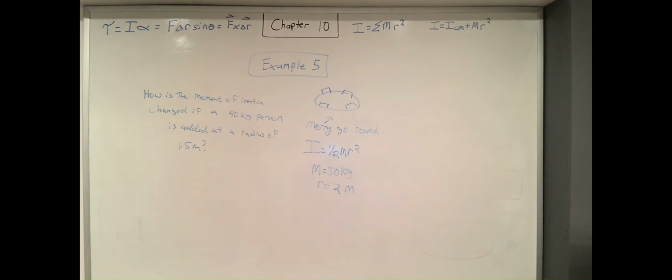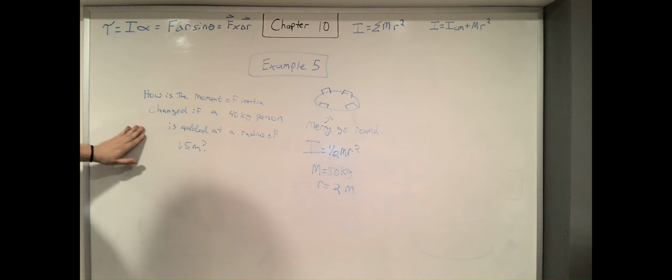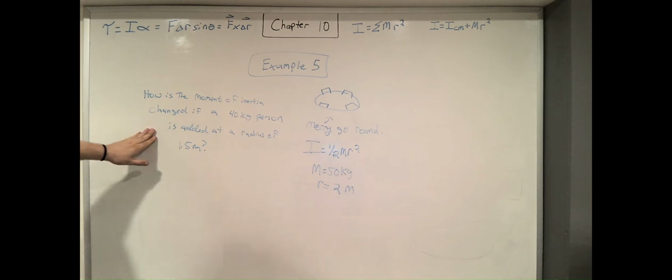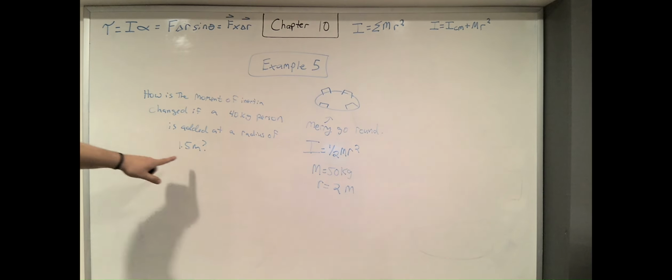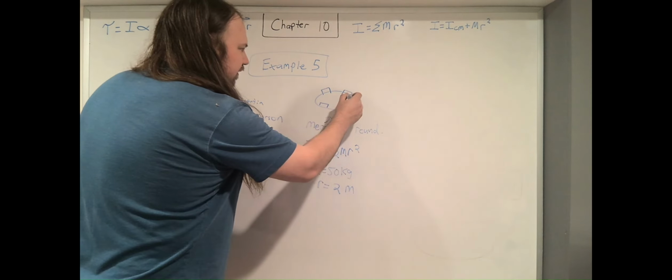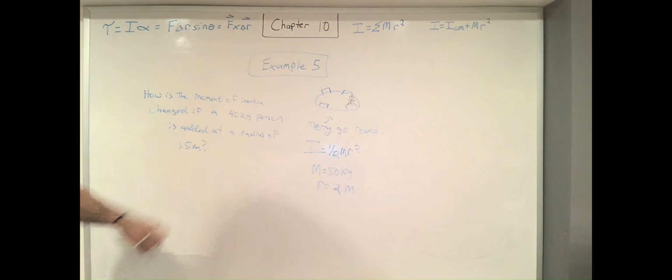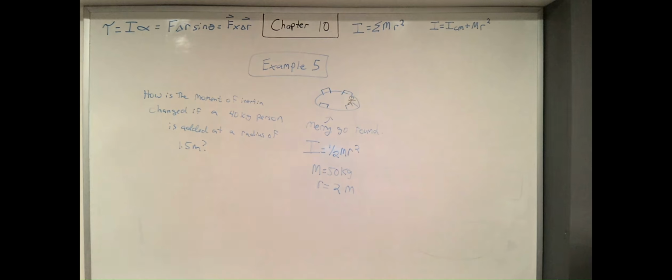Okay, that's with it empty. Spinning around the merry-go-round with it empty isn't a whole lot of fun. You want to, of course, get on it and spin it around yourself. And to do that, we're going to change that moment of inertia. So how is the moment of inertia changed if a 40 kilogram person is added at a radius of 1.5? If the whole radius is 2, I'm going to add a person onto the merry-go-round. That changes its moment of inertia.